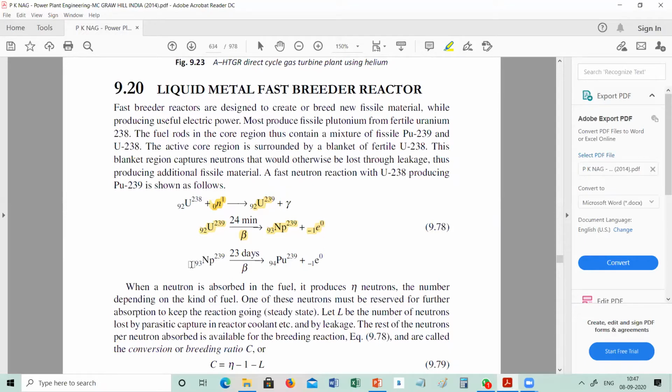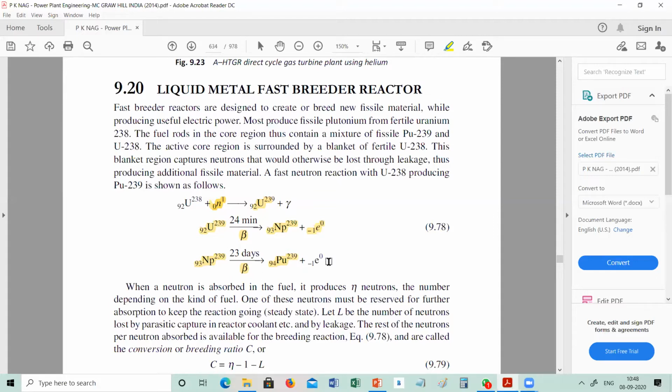Again, this neptunium will undergo beta decay, with a half-life of about 2.3 days. After that, a new element, plutonium 94, will be produced. It means its number of protons, that is the atomic number, will be increased by 1, and the number of neutrons remains the same, so the mass number remains the same, equal to 239, and during this one electron will be released. Remember, during beta decay, one electron is emitted and the atomic number will be increased by 1.